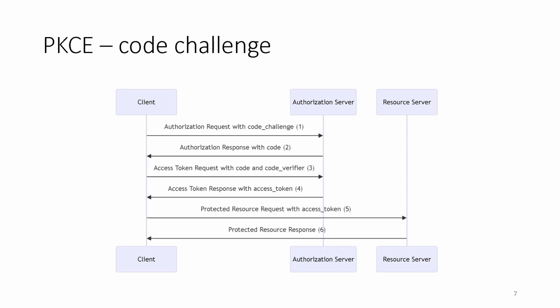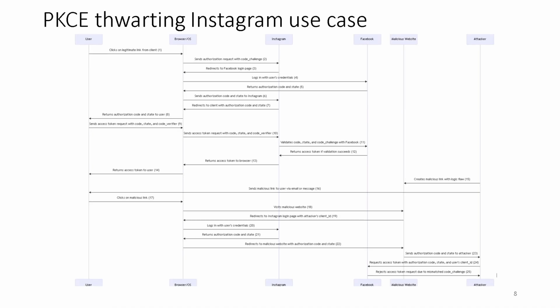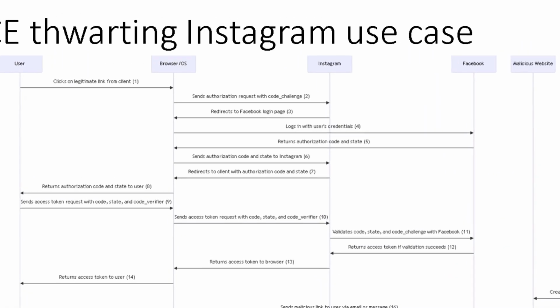The client now uses the access token to request a protected resource from the resource server. The resource server validates the access token and responds with the protected resource to the client. By using PKCE, the Instagram vulnerability could have prevented the attacker from obtaining an access token with just the authorization code, as they would not have access to the code verifier.